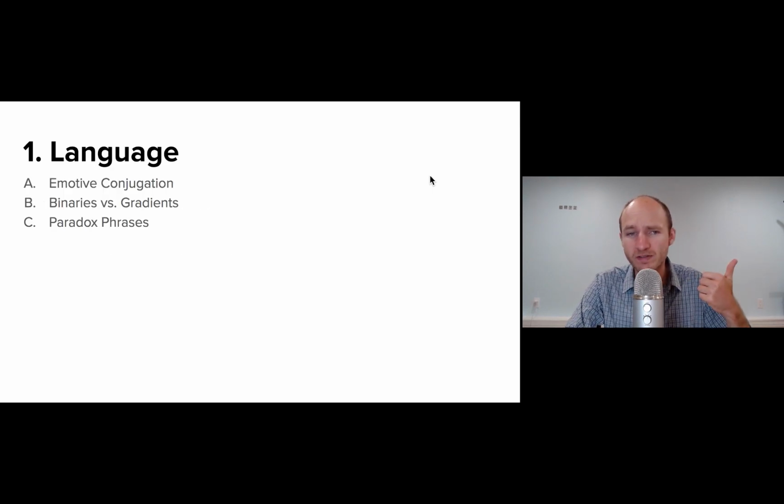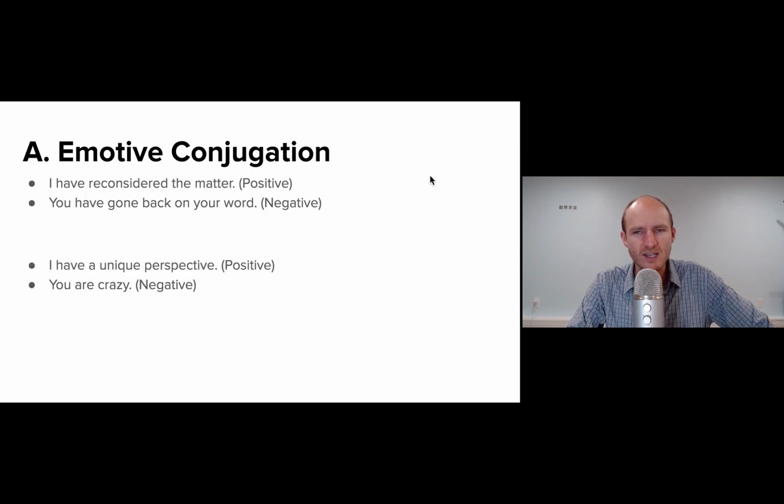We're going to chat about emotive conjugation, binaries versus gradients, and these paradox phrases. And these are all aspects of language that show coherent pluralism. So this first one is called emotive conjugation, and it's when there's some underlying truth that you can then spin positively or negatively. And this is also sometimes called a Russell conjugation from Bertrand Russell.